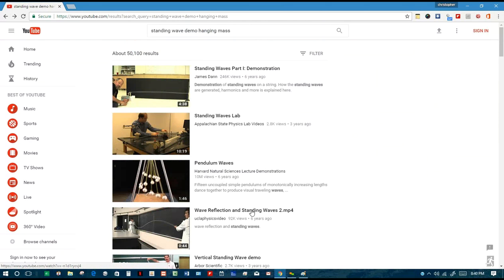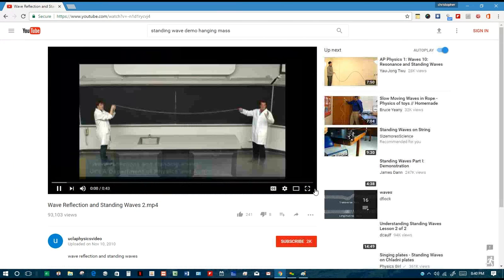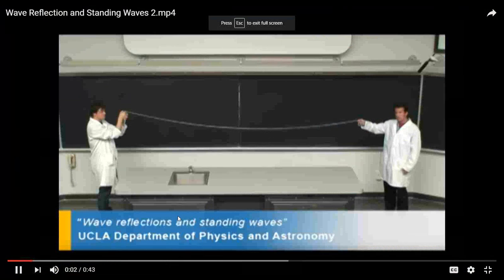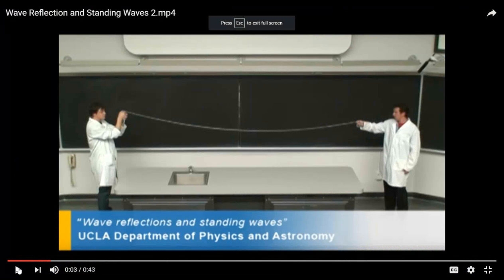Yeah, right here. Notice what happens after it reflects. It's a result of reflection and interference. So he's going to move it. You're going to see the wave start traveling to the left. Notice what happens after it bounces off, or that's called reflecting, off of the left side.